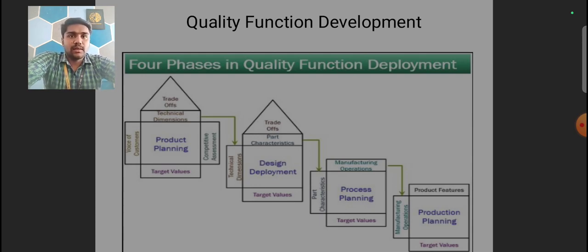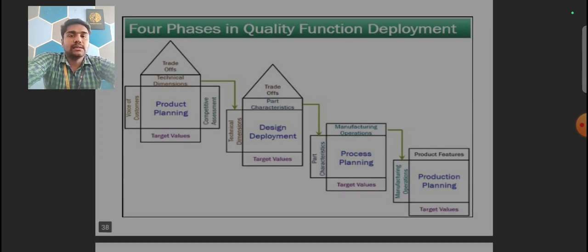In quality function deployment, there are 4 phases. The first phase will be product planning, the second phase will be design deployment, the third phase will be process planning, and the fourth phase will be production planning. Through this process, we can attain quality at every sector based on the process flow and the requirements of the customer. First, we are going to discuss product planning.